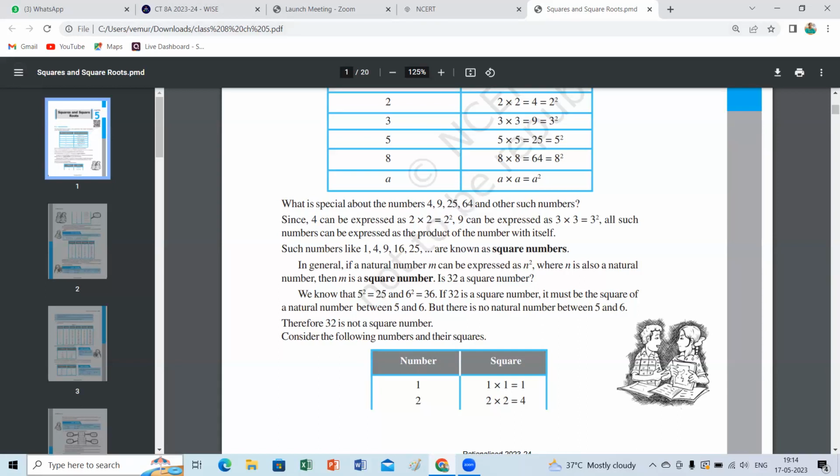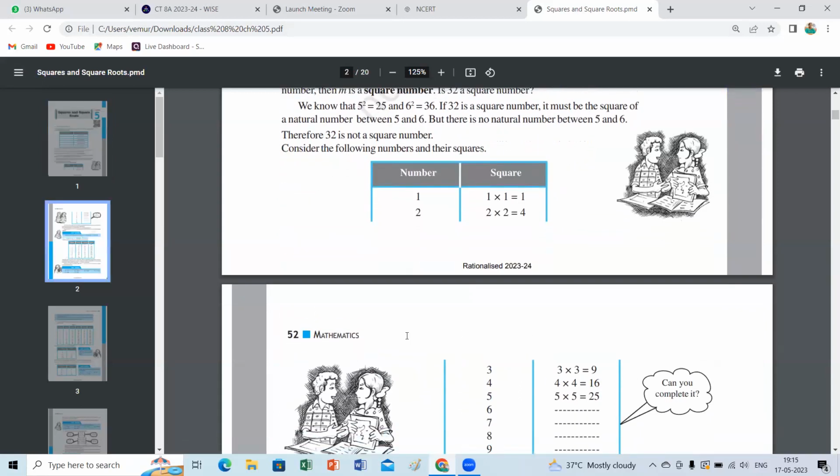Now coming to question number 25. 5 square is 25, 6 square is 36. So if 32 is a square number, it must be the square of a natural number between 5 and 6. But there is no natural number between 5 and 6 whose square is 32. That's why 32 is a non-square number. Here they mentioned some reason, but they did not give it, children.